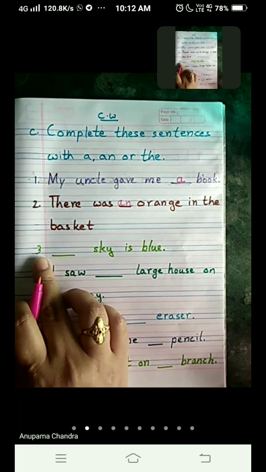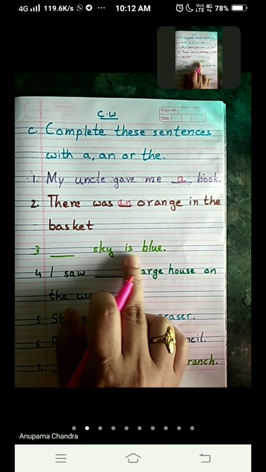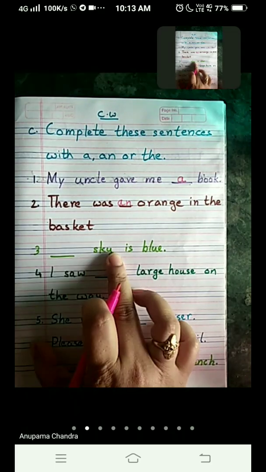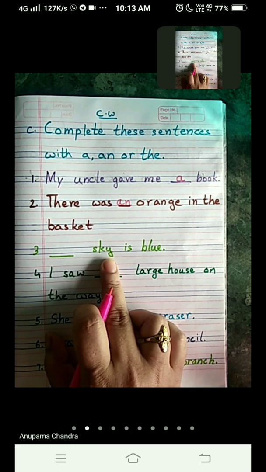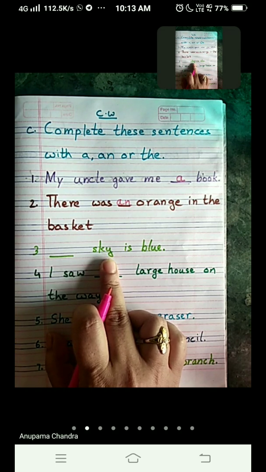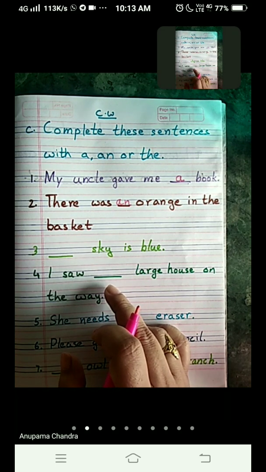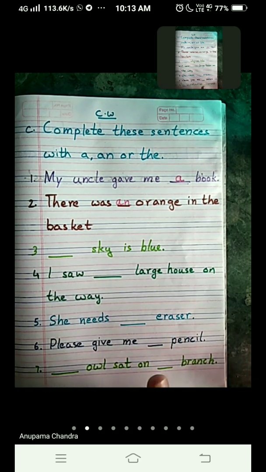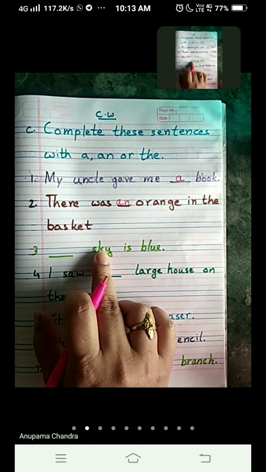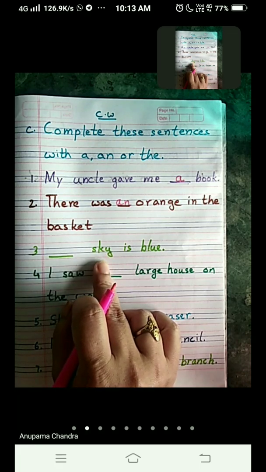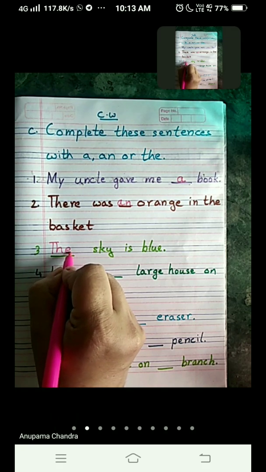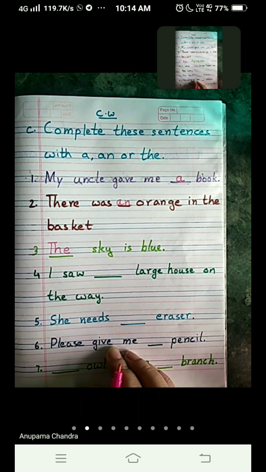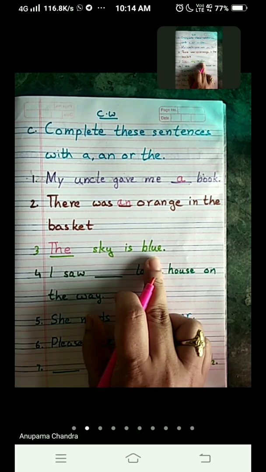Okay, come to the third one. Dash sky is blue. Dash sky is blue. Okay, the answer is the. Why children? Because sky is a definite thing. When do we use the? The word the is called a definite article. And what do you mean by definite? Definite means clearly stated or decided. Not doubtful. It is not going to change anything. Sky will be always the sky only. So we are going to write here T-H-E, the. Okay. The sky is blue.